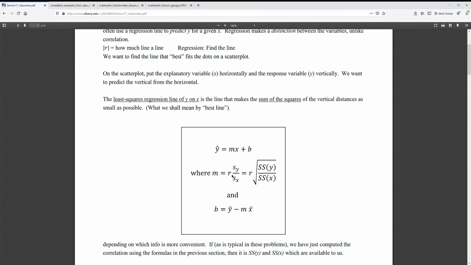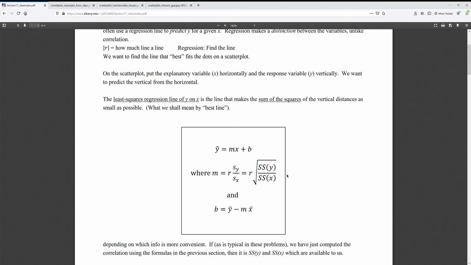Most books will tell you that m is r times the standard deviation of y over the standard deviation of x. Now, strictly speaking, we don't have those handy, although if we have SSY and SSX, they're only a divide and a square root away. But you can put all that together into the same formula and do some cancellations, and it ends up just being this. So in terms of the pieces we have, the way we've computed correlation, m would be r times the square root of SSY over SSX. This is very easy to remember.